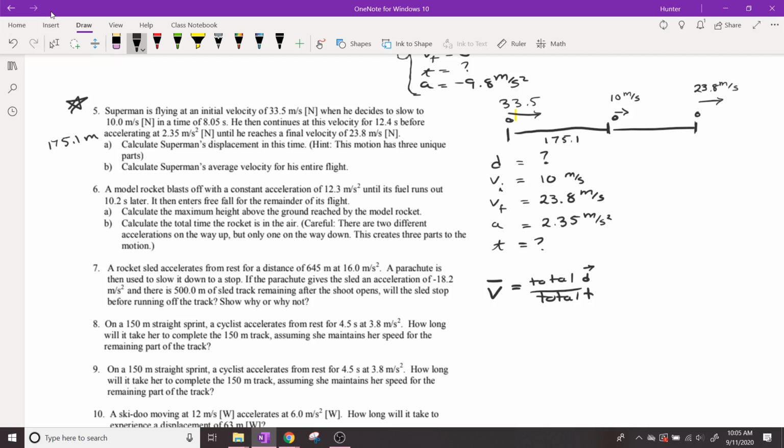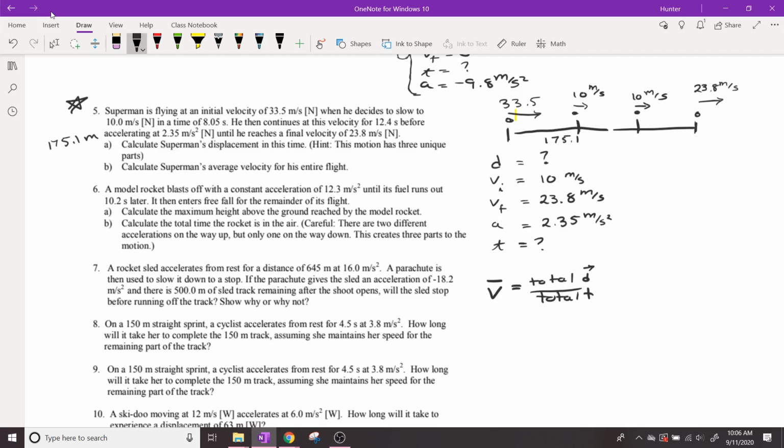Oh crap. Yeah, I completely forgot the fact that in the middle he goes at a certain velocity for 12.4 seconds. What is that speed that he's going at that point in time? Okay, so what I need to do in this problem is break this up again. So it's 175.1, and then he slows down to 10, and then he keeps going 10 meters per second. I forgot about that part completely.